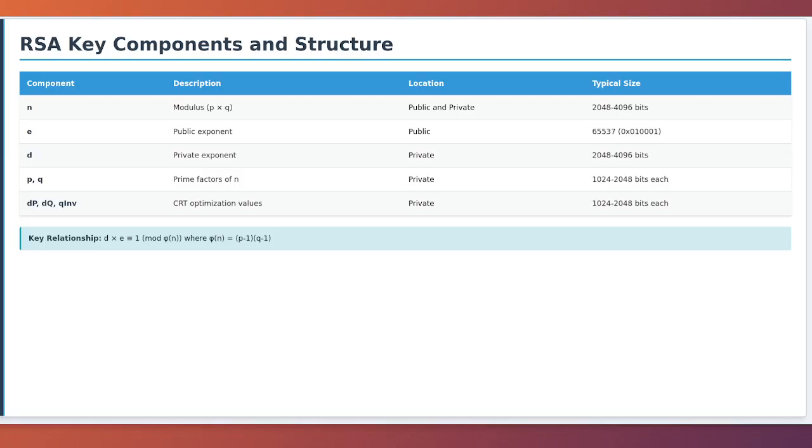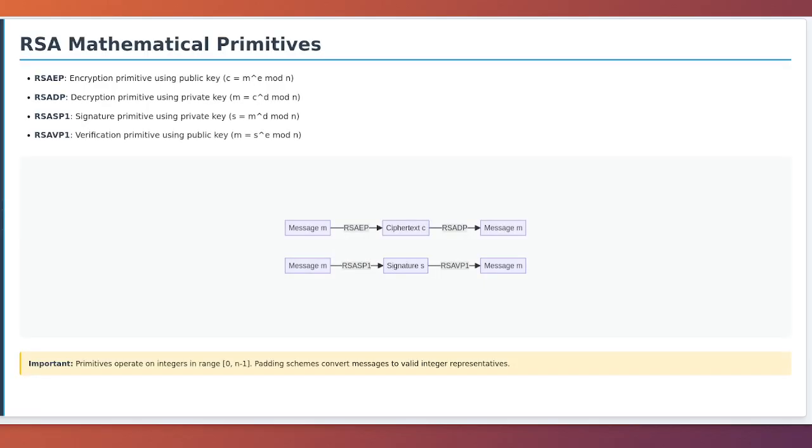The security of RSA depends entirely on the factorization problem. Given n, it should be computationally infeasible to factor it back into p and q. If an attacker could factor n, they could compute d from e and phi of n, completely compromising the private key. This is why we use such large key sizes. Currently, 2048 bits is considered the minimum for security through 2030, while 4096-bit keys provide an additional security margin for highly sensitive applications.